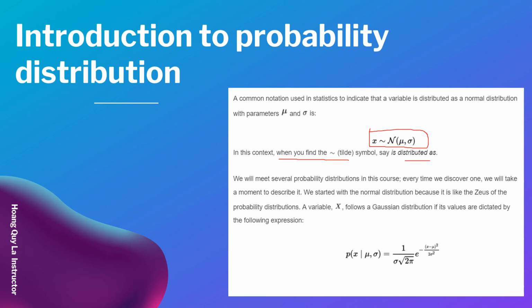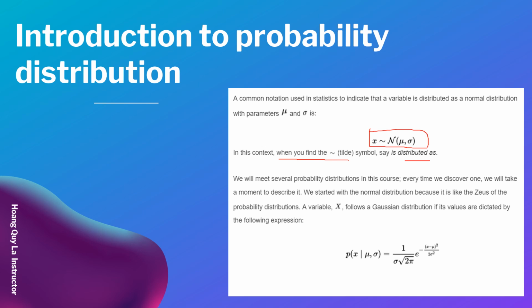We will meet several probability distributions in this course, and every time we discover one, we will take a moment to describe it. We started with the normal distribution because it is like the genesis of the probability distributions, like the zero of the probability distributions.